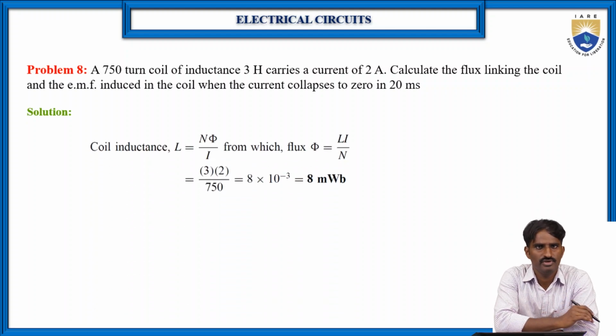First of all, we have to find the inductance L is equal to N into phi by I. Already they have given the inductance, which is 3 Henries, but we don't know the flux that we need to find. So from this equation, we can find the flux: phi is equal to L into I by N. Then substitute all these values. Here, L is equal to 3 Henries, I is equal to 2 amperes and N is 750 turns. Then you will get the flux phi is equal to 8 milliwebers.